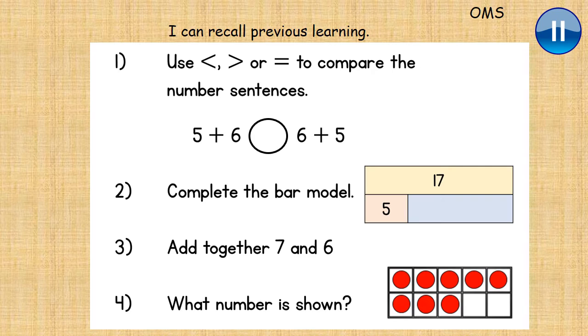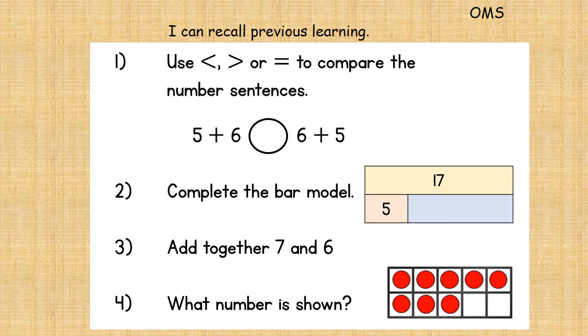Before we start our lesson, let's get our brains warmed up with some previous learning. Question 1. Use the symbols to complete the number sentence. 5 add 6. 6 add 5. Question 2. Complete the bar model. Question 3. Add together 7 and 6. Question 4. What number is shown?